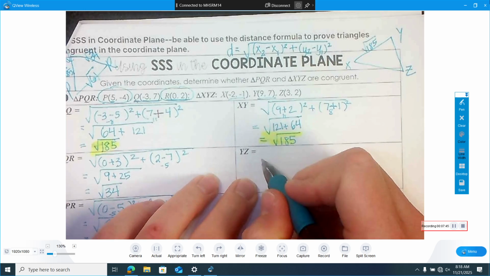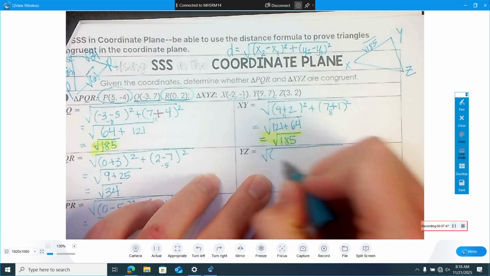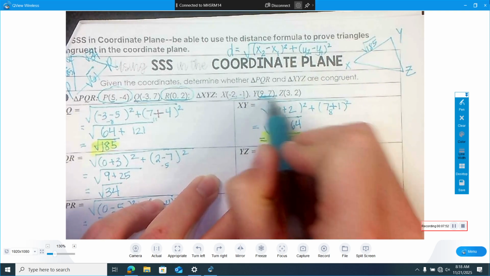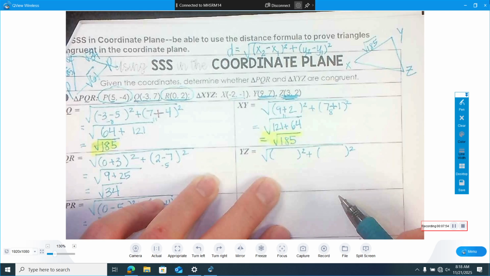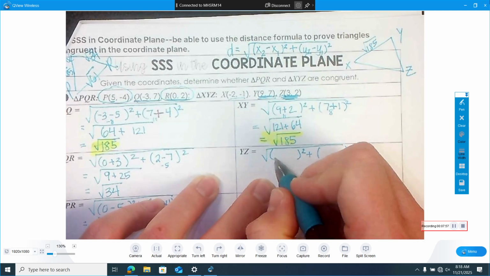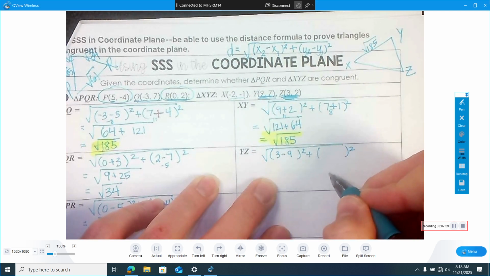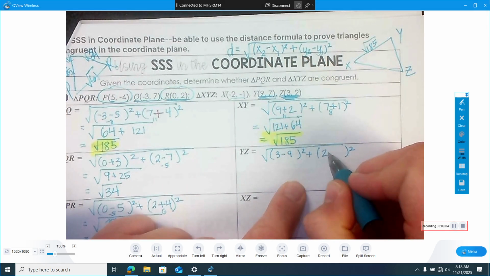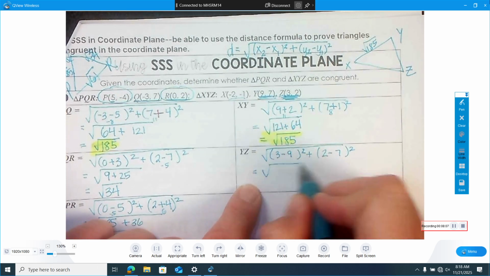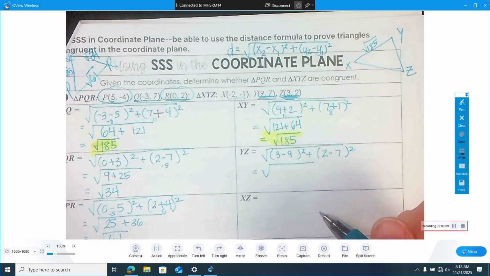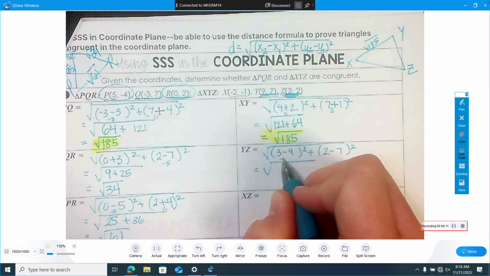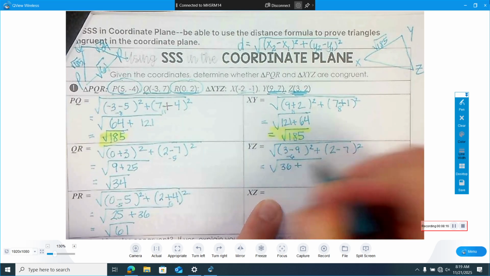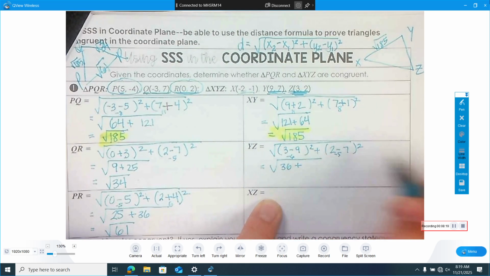All right, let's check Y and Z. So Y and Z now. 3 minus 9. And then 2 minus 7. 2 minus 7 quantity squared. All right. 3 minus 9 is negative 6. And negative 6 squared? Positive 36. Here we have 2 minus 7 is negative 5.